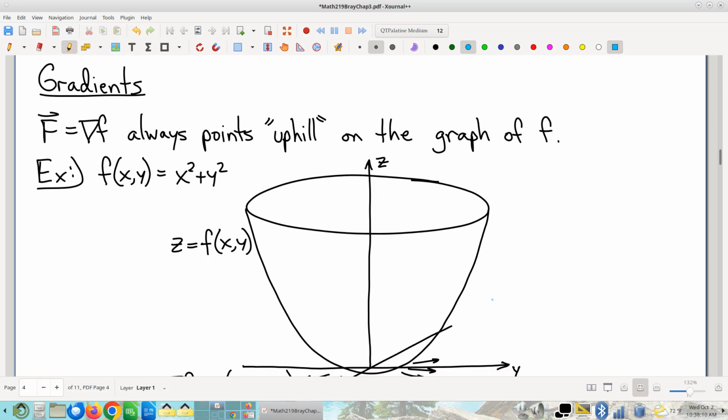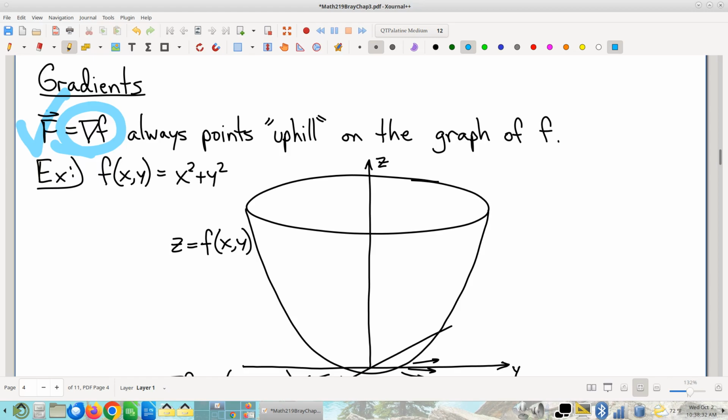Gradients. Now, we've talked about gradients before. You didn't hear me say the word vector field in any of that discussion because we didn't know what a vector field was at that time. It wouldn't have made any sense. But now I make the observation that, in fact, gradients are vector fields.